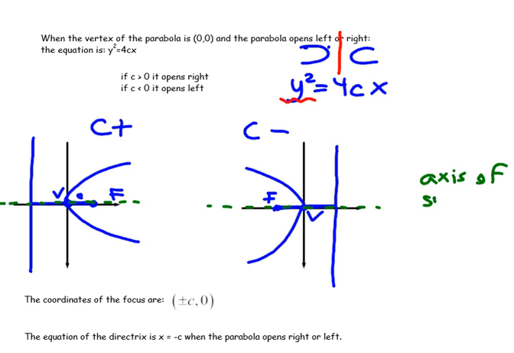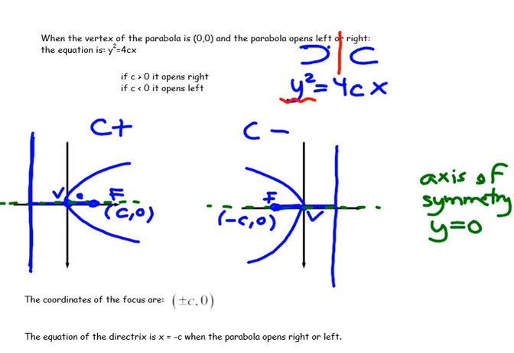And if I asked you for the equation of the axis of symmetry, it would be y is equal to 0. The coordinate of your focus, if they ask you, would be (c, 0) here, or here it's going to be (-c, 0). And your vertex is at the origin, so that's easy. If they ask you for the equation of the directrix over here, then it would be y is equal to negative c. And over here, it would be y is equal to positive c.